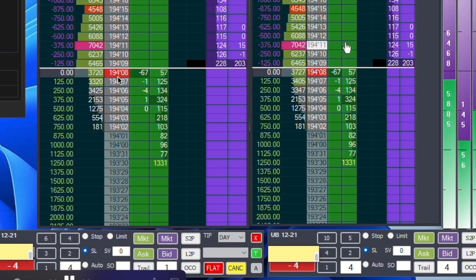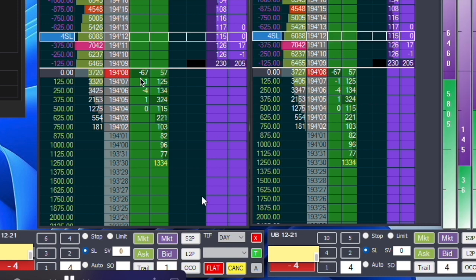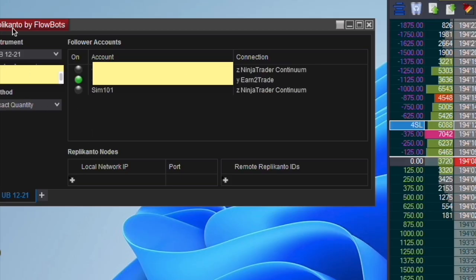I mean, it replicates pretty instantly. So I'm short at 08 and I'm short at 08. I'm going to pause this for a sec because I'm doing a lot really quickly. So I went short at 08. It immediately went short at 08 over here. So we have the exact same position, and I'm short for 4 contracts on both of these. Now, Replikanto is kind of cut off, but I have it set to exact quantity. So whatever I do on the right, it will exactly duplicate on the left.